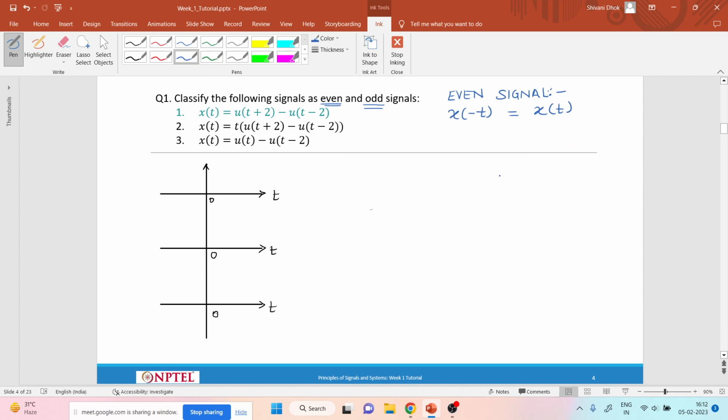That is, if I am plotting it, this will be my x of t and this is my t. So this even signal will show some symmetry about this x of t axis. Maybe it's something like this, or something like this, or something like this. So such kinds of signals are known as even signals. And the other category is odd signal.